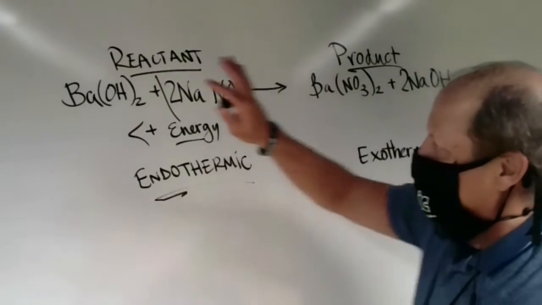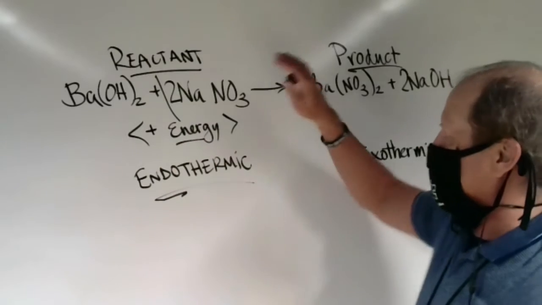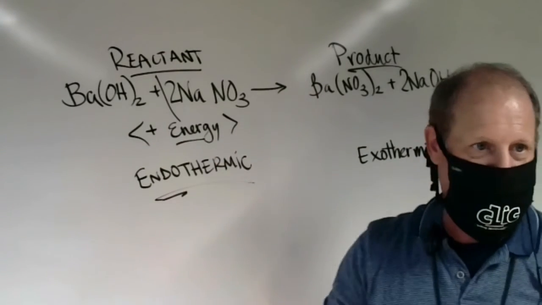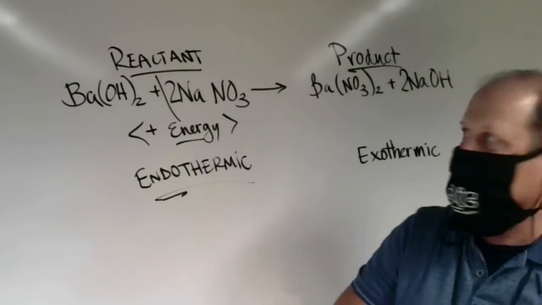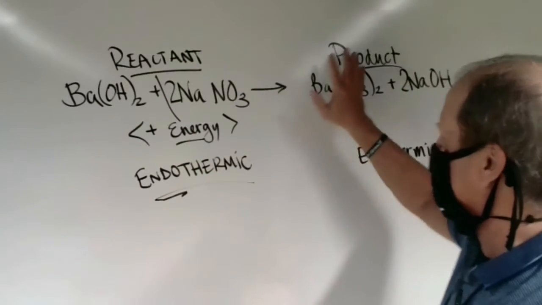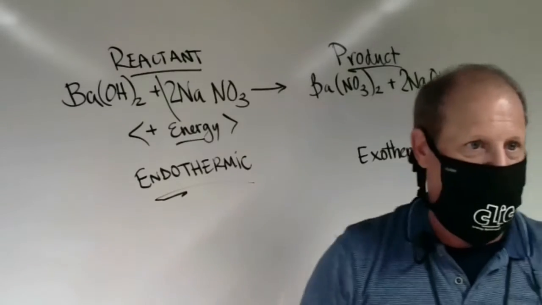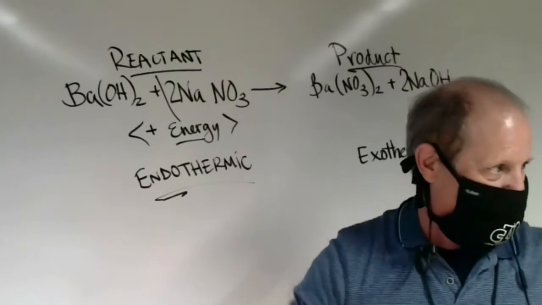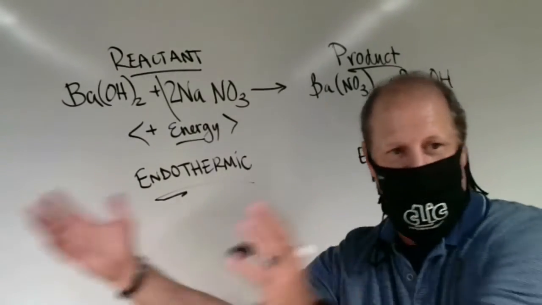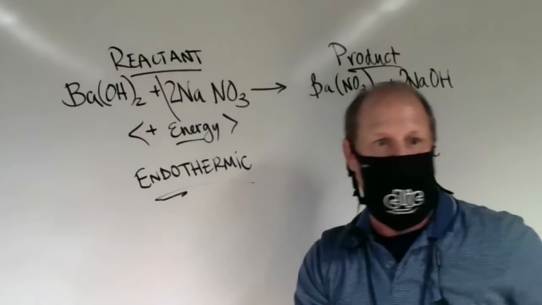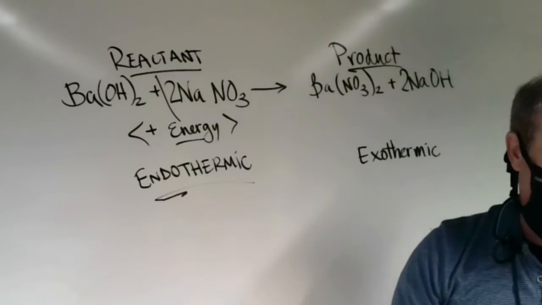So if you have this plus energy yields this plus this, that's just going to be an endothermic reaction. If instead you have this plus this yields this plus some energy released, then it's exothermic. So wherever the energy is in the equation, if it's on the reactant side, it's endothermic. If it's on the product side, it's exothermic.